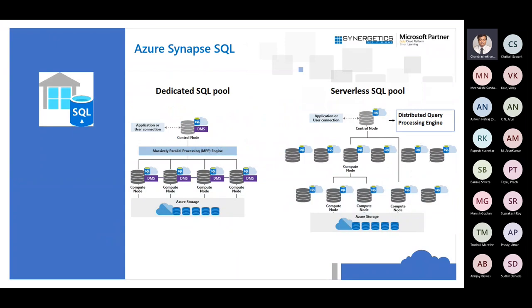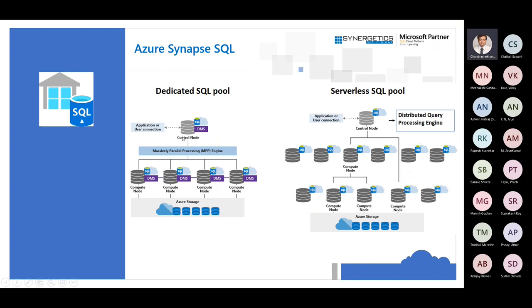Now, how are queries executed in your SQL engine, the dedicated SQL pool? Here you see there is something called a control node. In a cluster, one node is called the control node and the other nodes are called compute nodes. Whenever you submit a query, that query is always submitted to the control node. The control node will compile that query and disintegrate it, maybe into 100 steps, say.